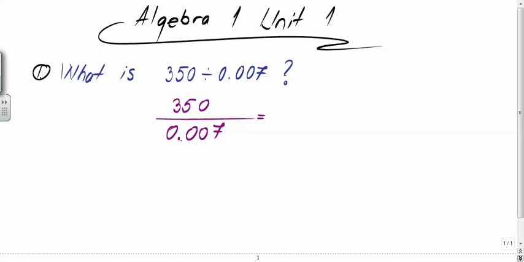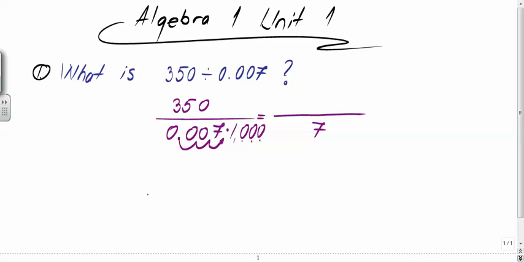And because I have 0.007, all I need to do is to multiply this number by 1000, okay? And that would change my 0.007 into 7. Because if you remember, when you multiply by multiples of 10, your decimal point will move to the right, as many steps as many zeros you have. I got 3 zeros, which means my 0.007 becomes 7, okay?